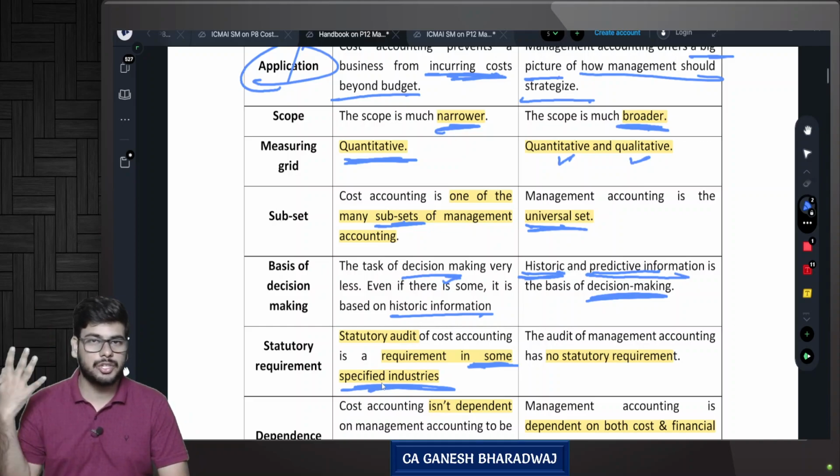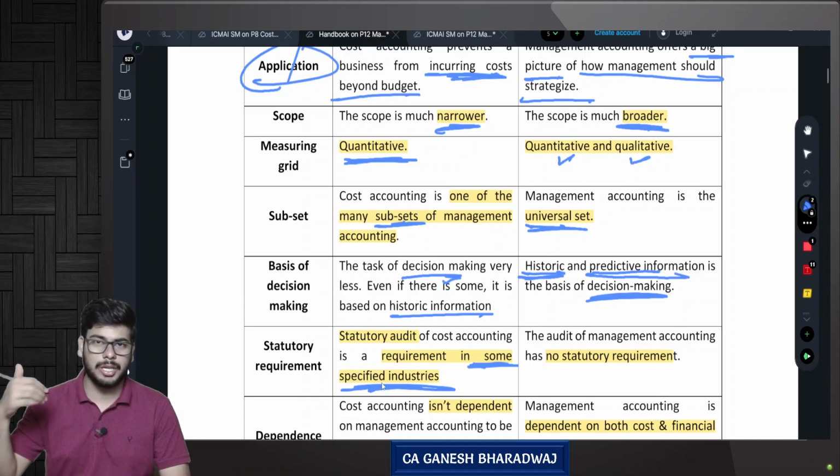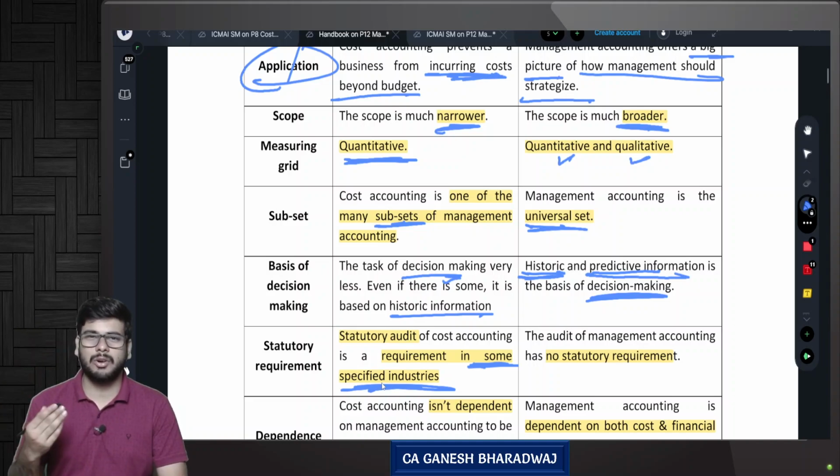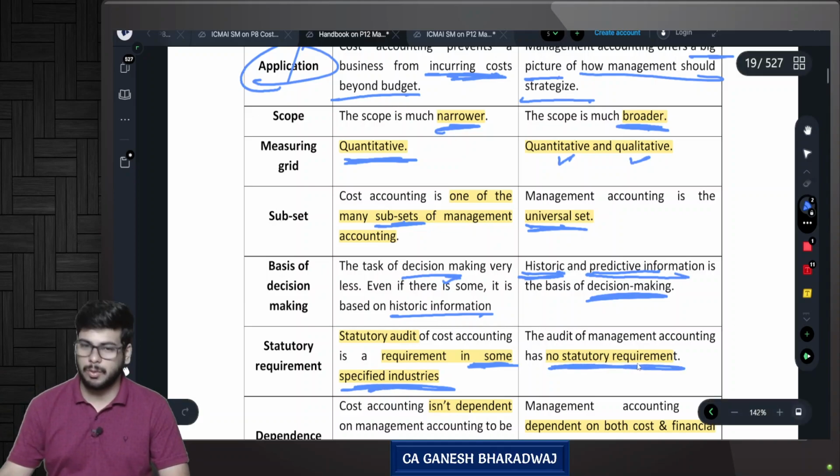There is a section called Section 148, cost audit. Costing records need to be mandatorily audited by a qualified CMA, cost and management accountant, and reported to the government. There's something called CRA rules that need to be maintained. But in the case of management accounting, there is no such statutory requirement at all.